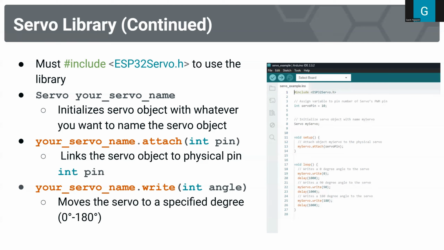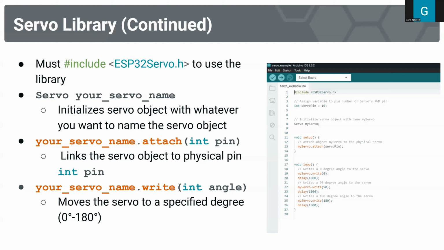Next, in void loop is where you actually write to your servo and specify to the servo what degree you want. And you can do this with your_servo_name.write, and inside is going to be int angle, which is going to be your argument. So you can actually move that between values of 0 and 180.